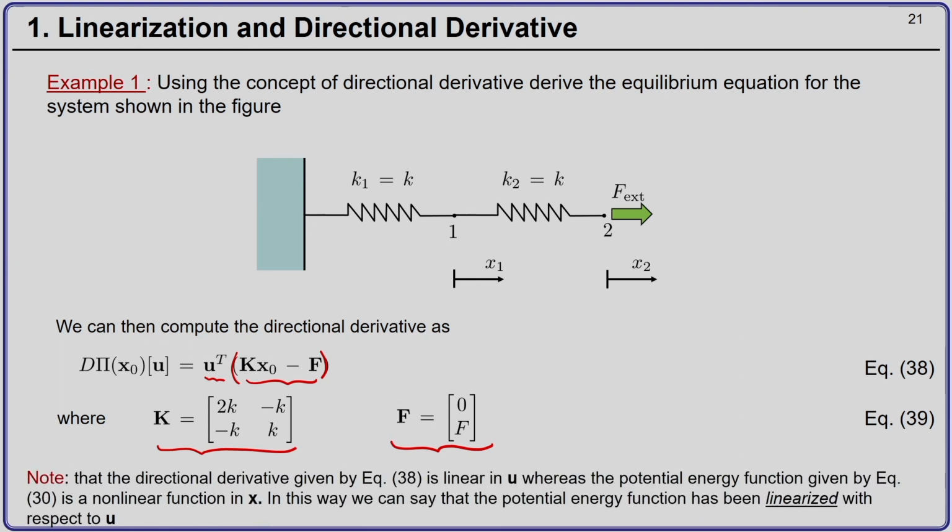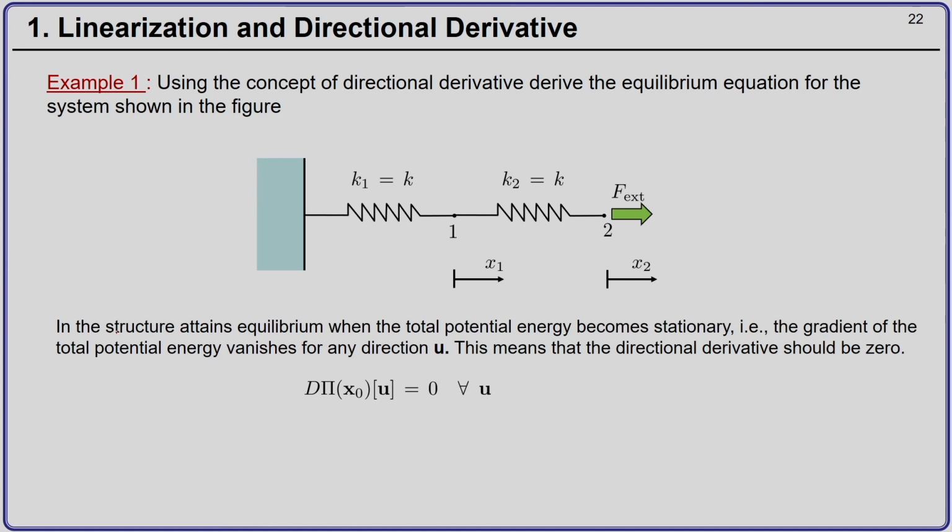Now, you note that the directional derivative, which is given by equation number 38, is linear in u, whereas the potential energy function, which was given by equation 30, is a nonlinear function in x. So, in this way we can say that we have linearized the potential energy function with respect to u. So, this point you note, equation 38 is linear in u.